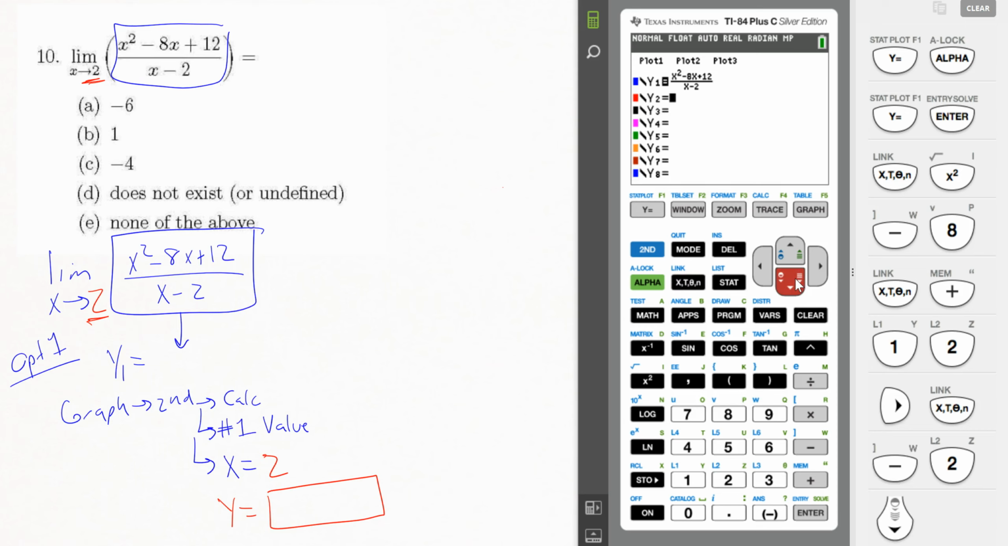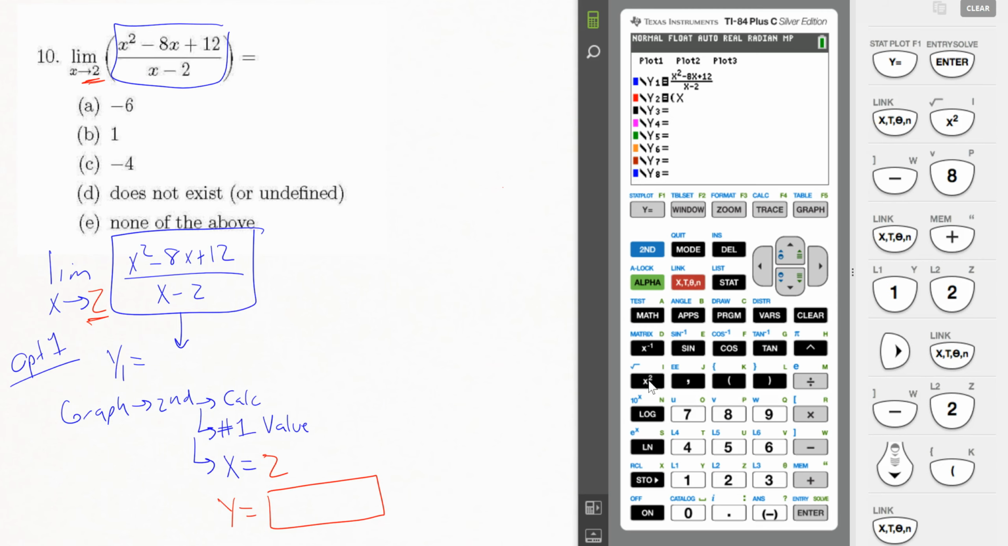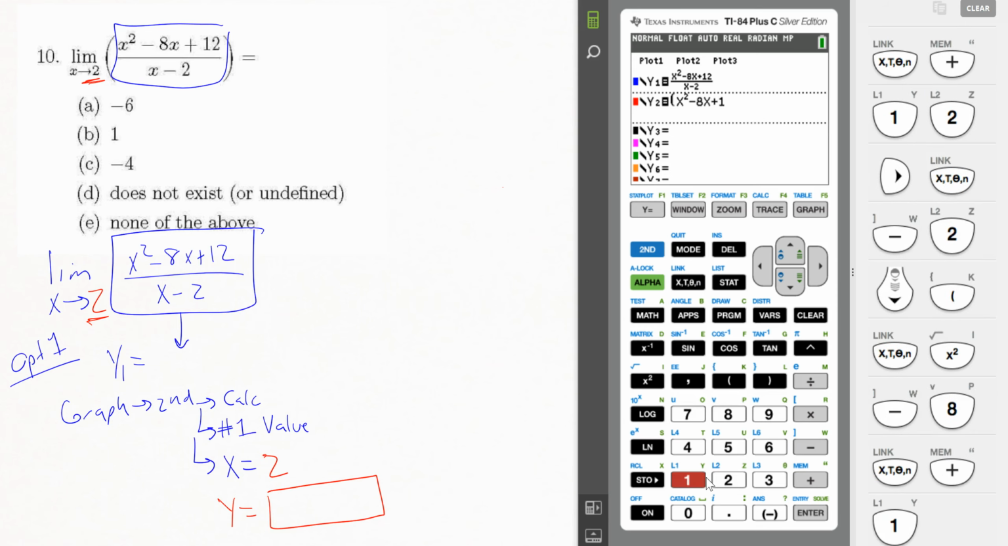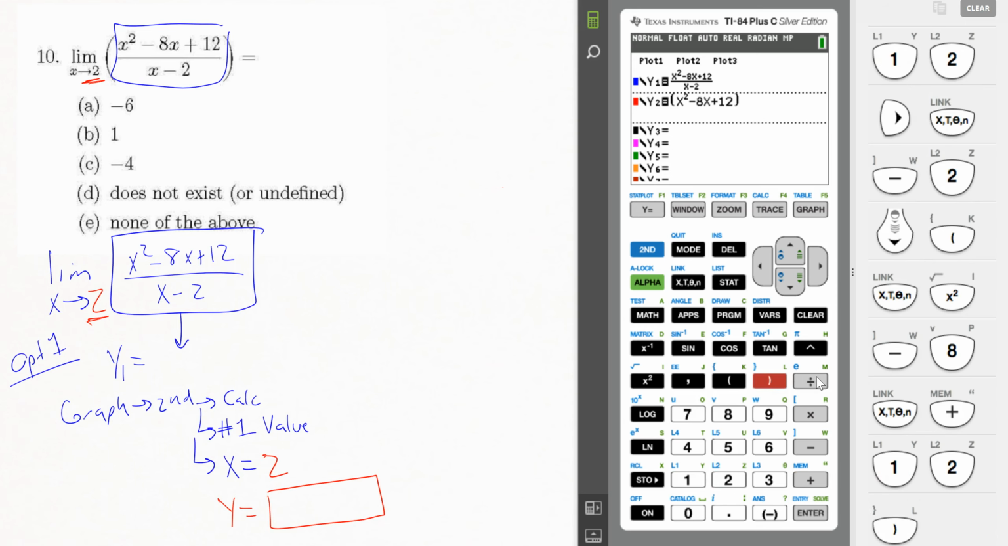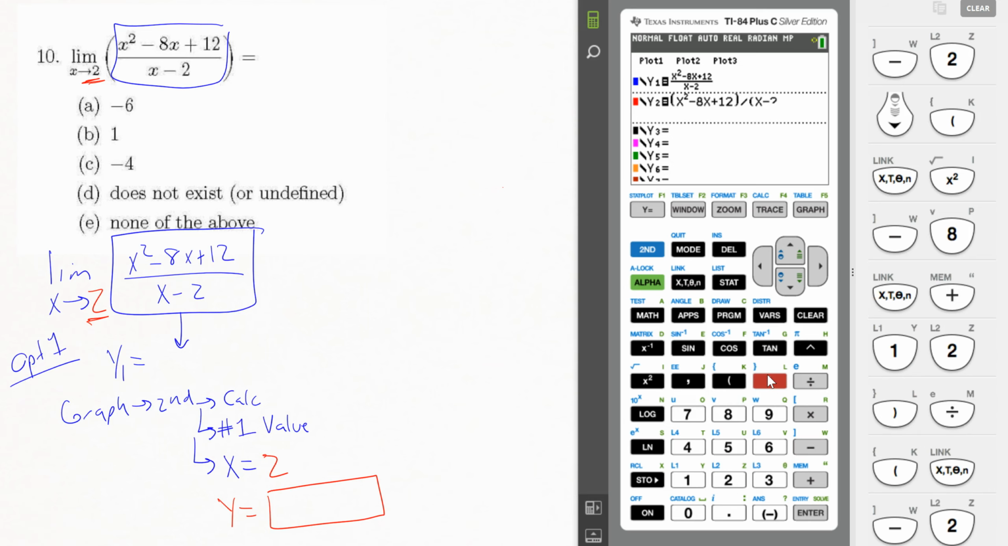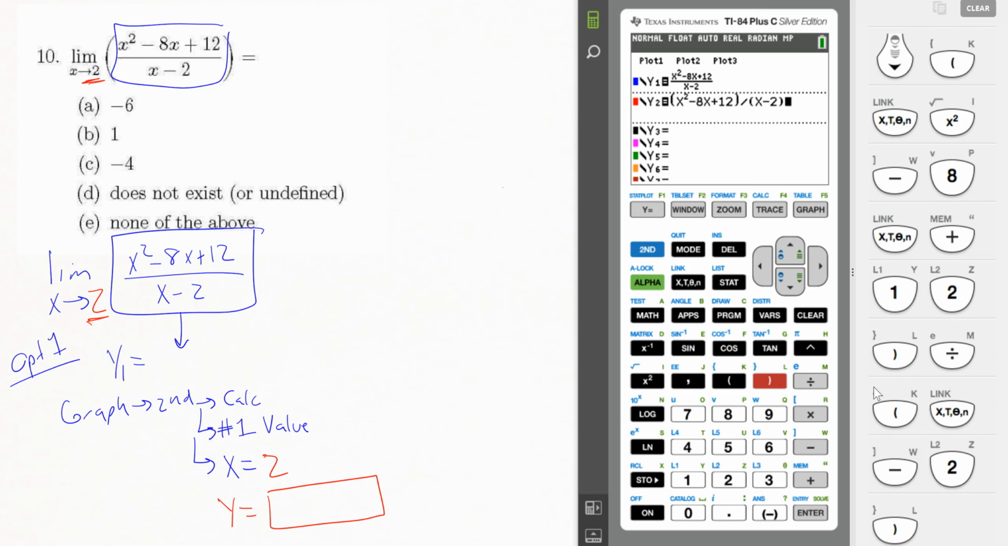If you are somebody who doesn't have that feature, all you want to do is remind yourself to put the whole top in a set of parentheses. So open a set of parentheses, type in your equation for the top piece, close that set of parentheses, and then you do divided by, and then open again a new set of parentheses, and this would have been x minus 2 in that situation, and close that set of parentheses. So if you don't have that alpha y equals button, that's how you'd want to enter it in for this problem.